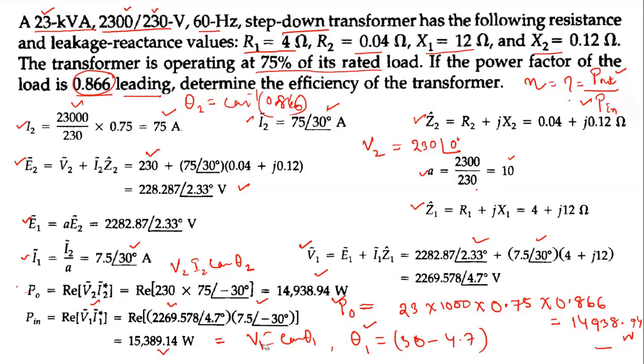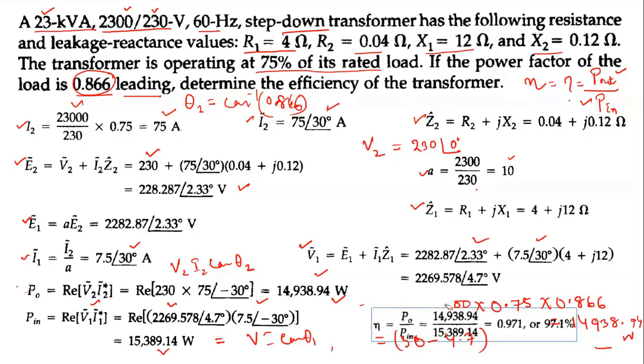So the efficiency is nothing but P out by P in, into 100. So that will give me P out by P in, that is giving me around 0.971. And if you multiply it by 100, it will give me the percentage. So in percentage, the efficiency is becoming 97.1%.